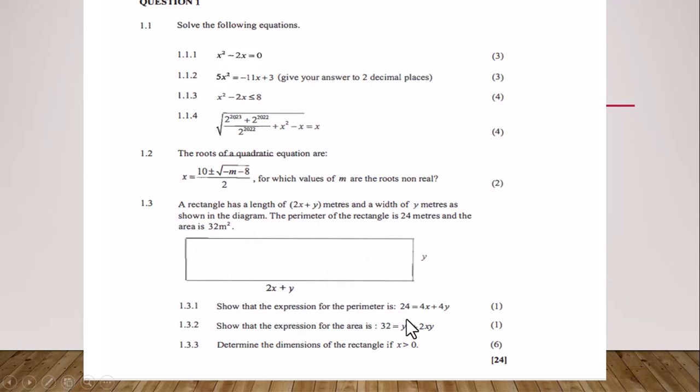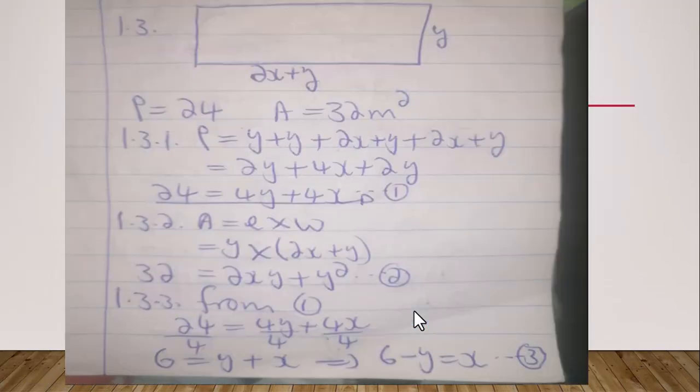Show that the expression for the perimeter is 24 equals 4x plus 4y. Now the first thing that we need to do there is to ask ourselves, what is the perimeter of a rectangle? It is the sum of all the sides that you find in there. So we have the perimeter, which is 24, the area is 32 meters squared. So in 1.3.1, we will introduce first the formula for perimeter, which is y plus y. Remember, this side is equal to that side as much as this is equal to that. So I'll say y plus 2x plus y plus 2x plus y. That will be the perimeter.